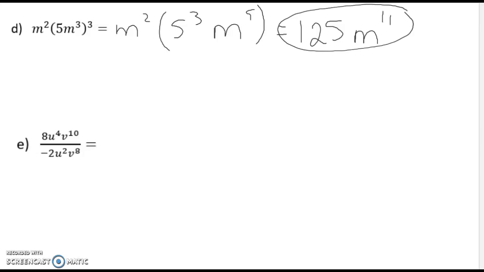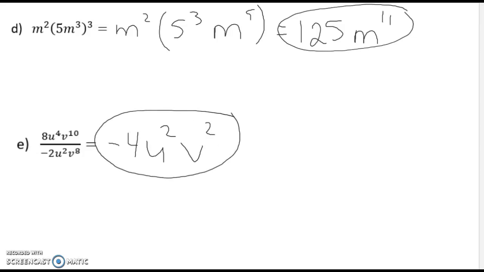Next one, E. So now we have some dividing, okay? So 8 divided by negative 2 gives us negative 4. And then we can look at our U's. So here we have 4 minus 2. So 4 minus 2 is 2. And then we look at our V's. And we have 10 minus 8. And so V, 10 minus 8 is 2. So that's your final answer.